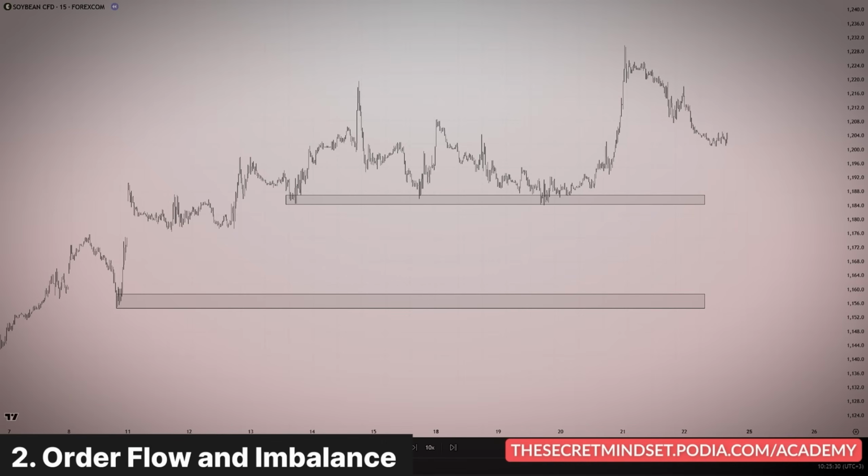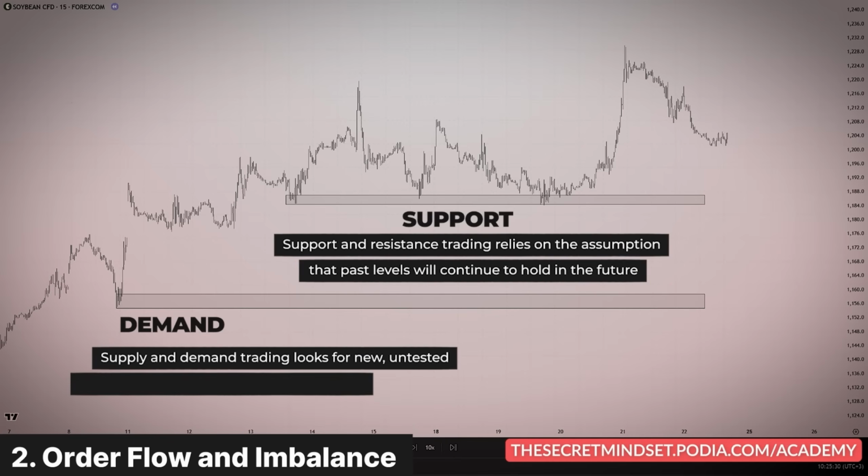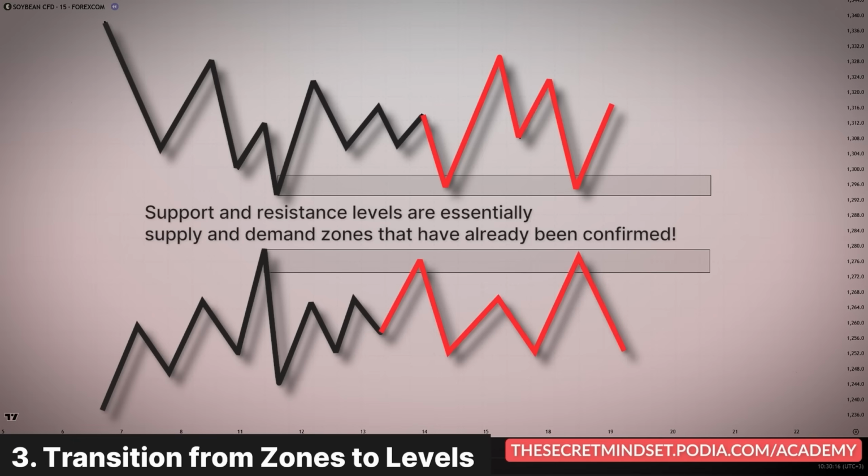The key difference is that support and resistance trading relies on the assumption that past levels will continue to hold in the future, whereas supply and demand trading looks for new, untested zones where the order flow is likely to be more significant. Remember this. Support and resistance levels are essentially supply and demand zones that have already been confirmed.